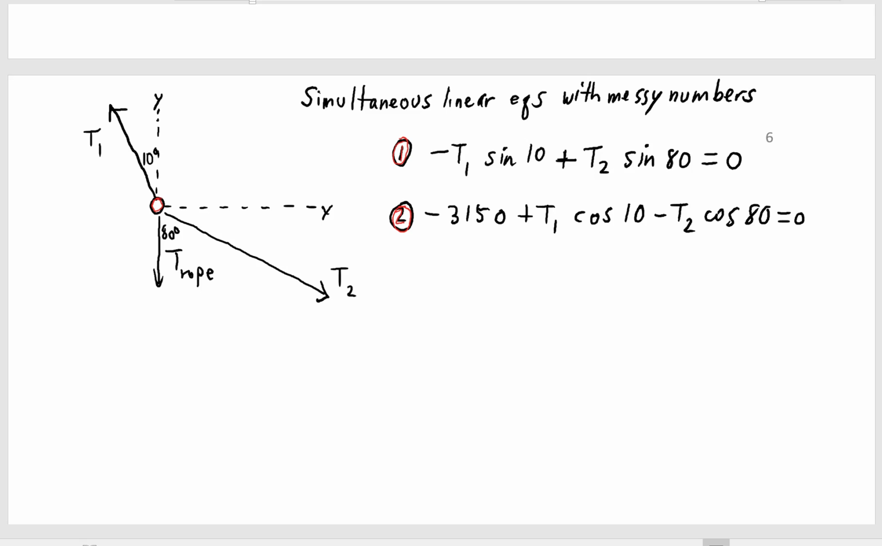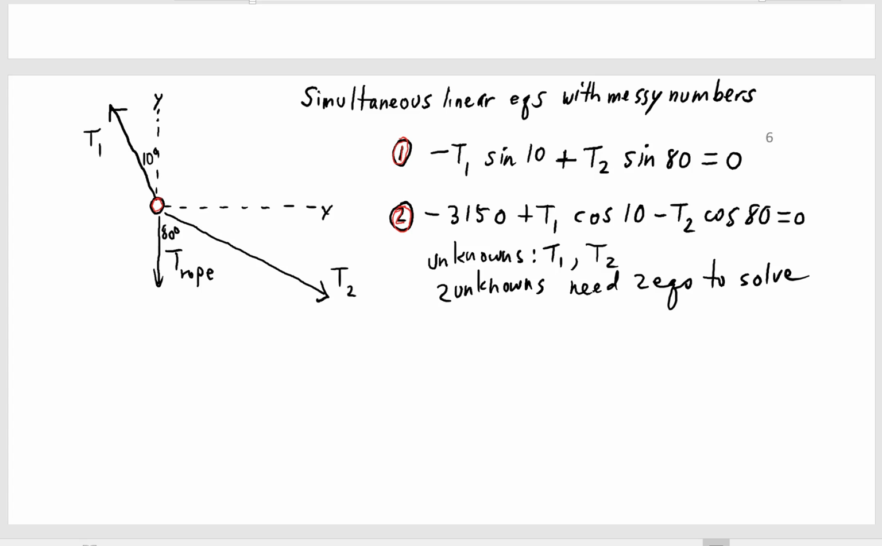So the thing you have to try to do is figure out the unknowns, and you have to recognize which are the unknowns. So in this problem, the unknowns are T1 and T2. In order to solve for two unknowns, you need two equations. So two unknowns, let me write that down, need two equations to solve. And you've got that right here, 1 and 2. So the question is, how are you going to do it?